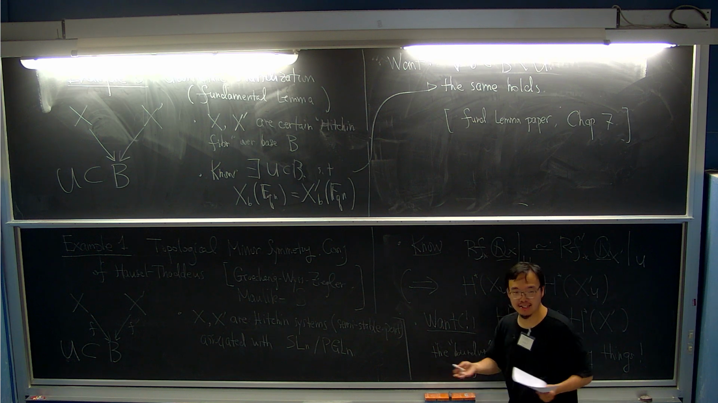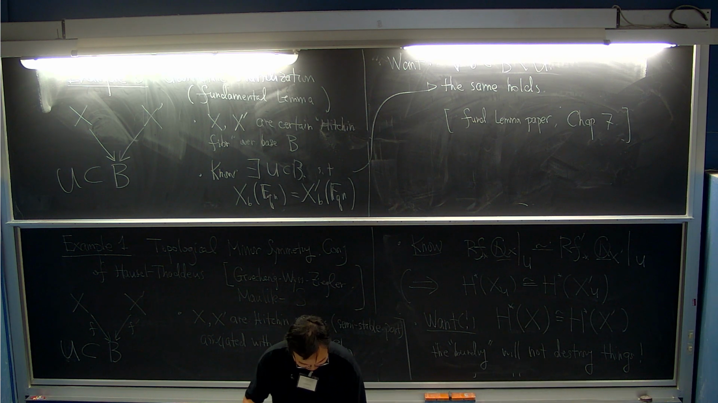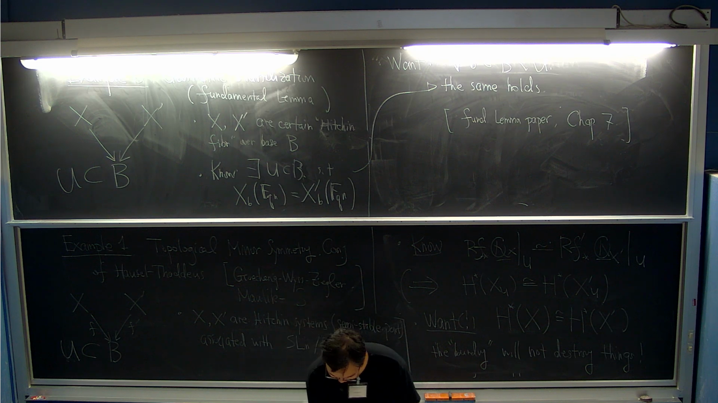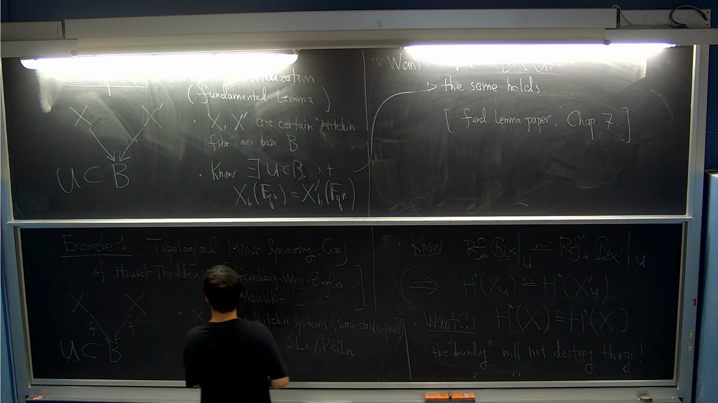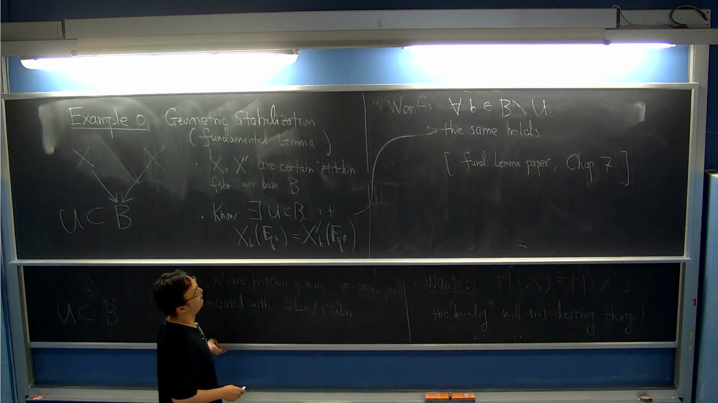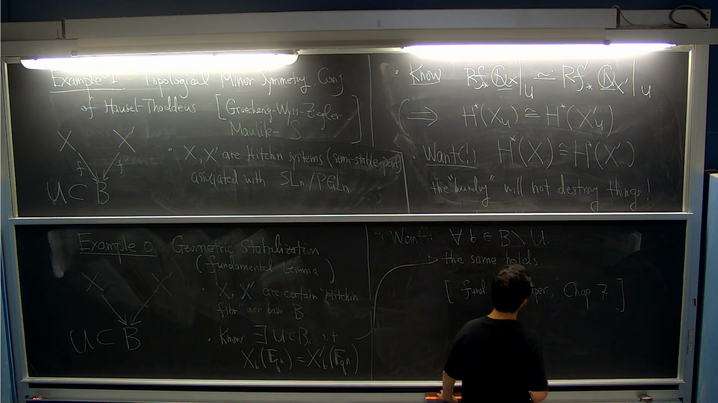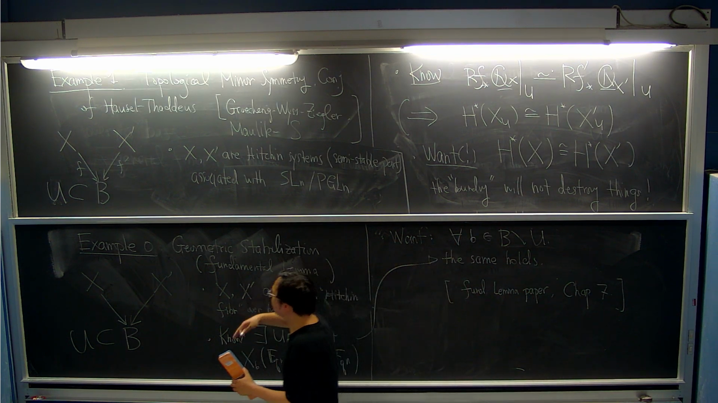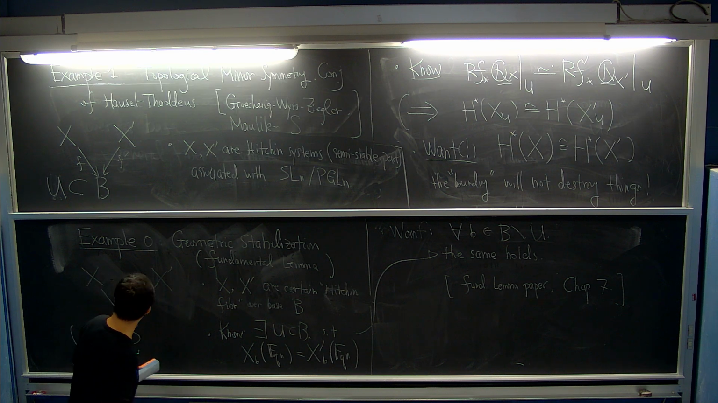So if you have an identity in the nice locus, it remains an identity over the boundary. Okay, so this is more or less the first set of examples concerning the match of different Hitchin systems.